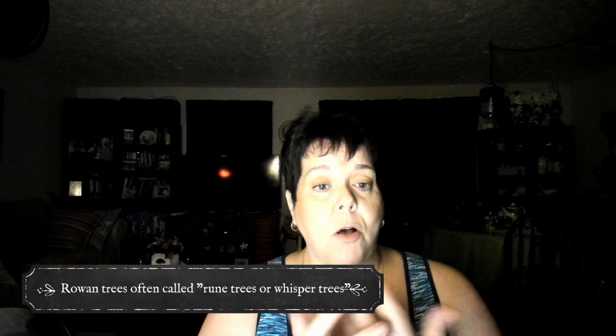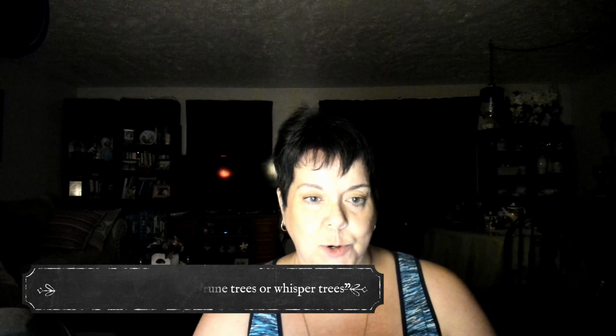The root for the English word rowan tree comes from the Norse word runa. And you all know rowan trees are very sacred in many pagan traditions, and it's used widely for protection. So the rowan tree is sometimes called the rune tree or the whisper tree in some of those traditions. So a very broad history of runes.